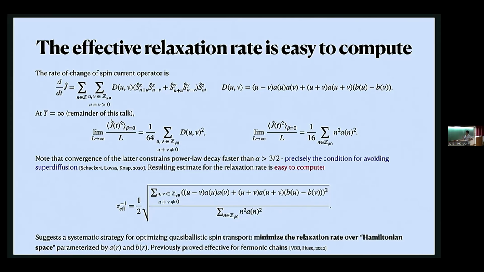And so we get this nice explicit formula for the relaxation rate that we can now try to understand this physics with. And more generally, this suggests a systematic strategy for trying to enhance these kinds of effects. We minimize this relaxation rate over a whole space of Hamiltonians rather than looking at any particular Hamiltonian. And this helped us quite a lot, finding interesting models in the fermionic case.